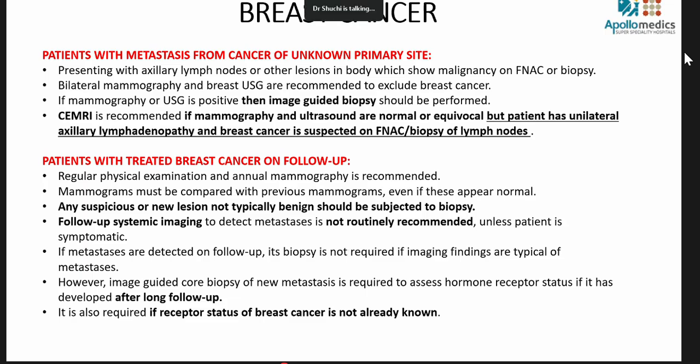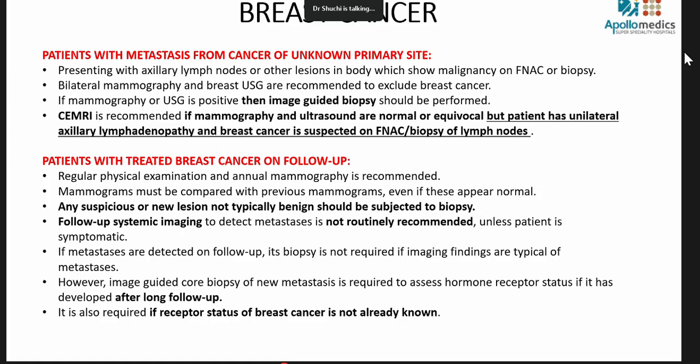What to do for patients who come with metastasis from cancer of unknown primary site, that is, they present with axillary lymph node or other lesions which show malignancy on FNAC or biopsy. So in this, bilateral mammogram and ultrasound: if either of them is positive, go for a biopsy. MR is recommended if both are normal or equivocal, but the patient has unilateral axillary lymphadenopathy and breast cancer is suspected on the FNAC or biopsy of these lymph nodes.